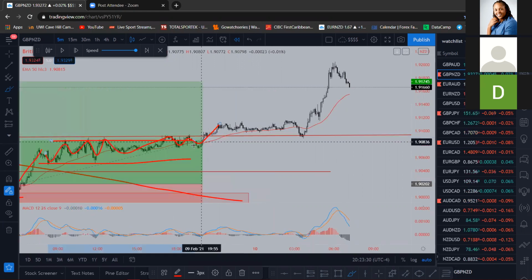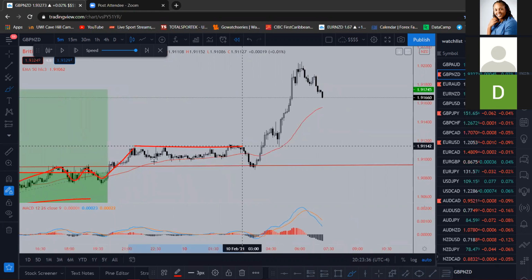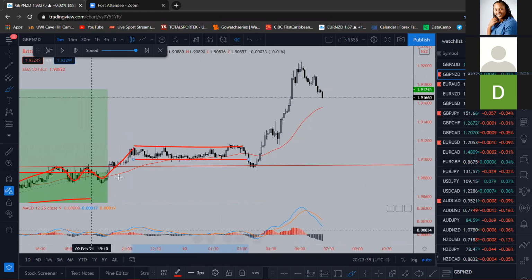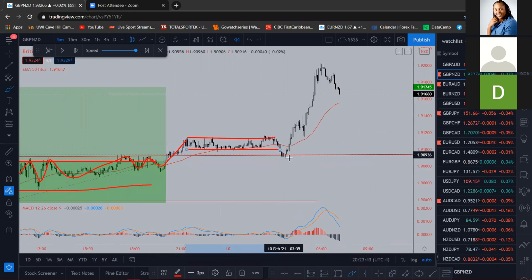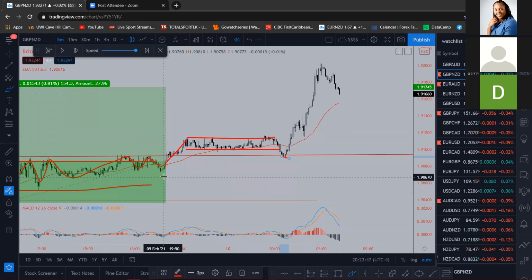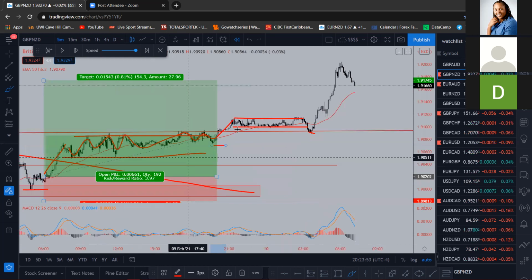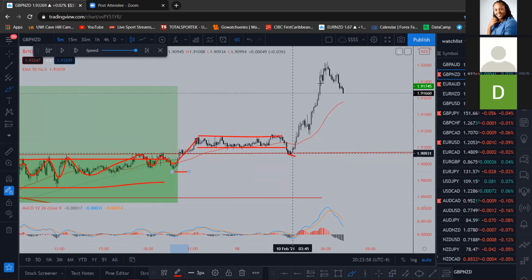So I said impulse again, flag. You see, only the MACD. This low here, MACD cross. This low was not taken out, right? And you see again, price took off once again.